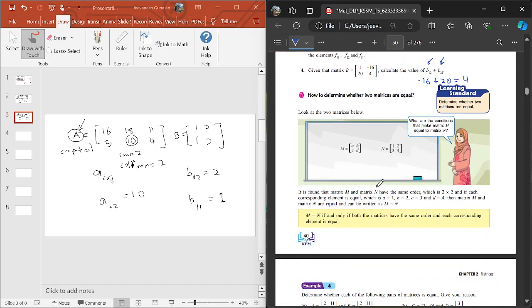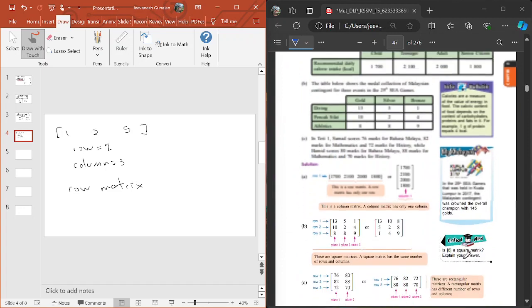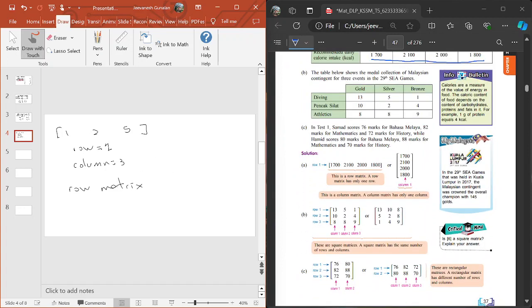So how to determine whether two matrices are equal? Okay. By the way, before I go to this part, if a matrix has only one row, like 1 2 5, so it's got one row and 3 columns, this is called a row matrix, if I'm not wrong. Actually, let me make sure it's right. Yep. So if you have only one row, it's called a row matrix. If you have one column, something like this, it is called a column matrix.